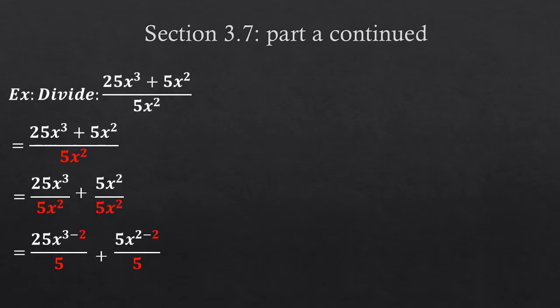But if you notice here, I'm applying the quotient rule of variables that says when you're dividing variables with the same letter, you subtract their exponents. So if I simplify this, this becomes 5x, because 25 divided by 5 is 5, and 2x's from 3 leaves 1, plus 5 divided by 5 is basically 1, and of course 2x's from 2x's leaves no x's.